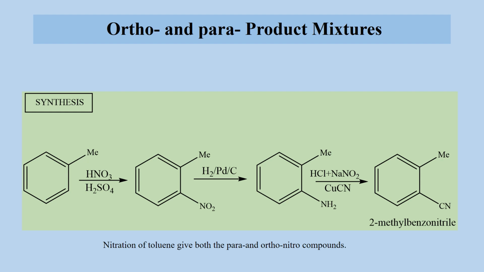When it is reduced, it is reduced to amino, and when it is diazotized, it is converted into diazonium salt, and when it reacts with cuprous cyanide, our required molecule, that is 2-methylbenzonitrile, is obtained. Similarly, this amino or nitro can be replaced by chloro, bromo, iodo.